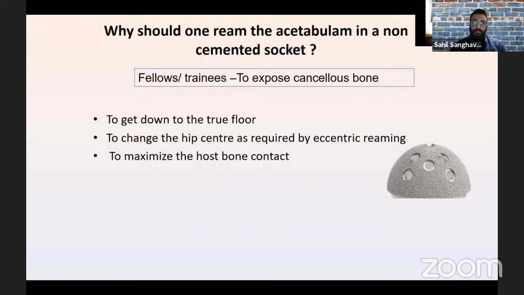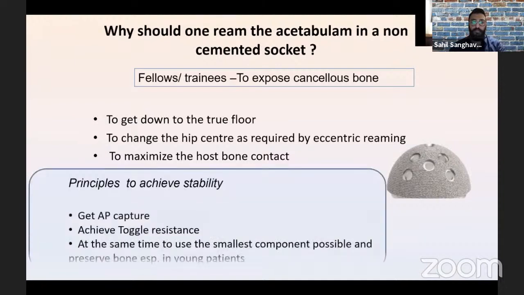And that's the reason why you want to ream or maximize the host bone contact. It's very important that you understand this principle, and then only you start applying it during the surgery. The next thing is, how do you achieve stability in a non-centered socket?